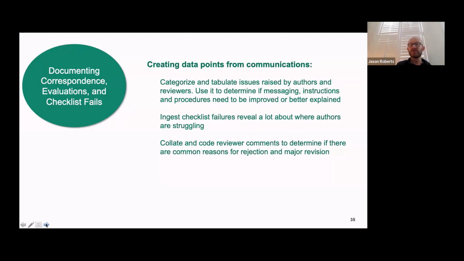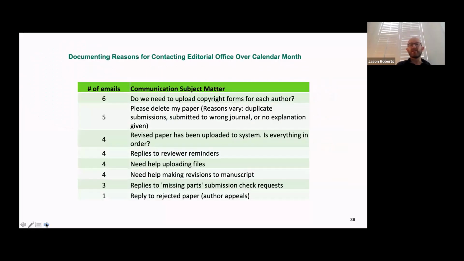So collate and code your data, and you can do that with reviewer comments as well. That's more sophisticated maybe, and you might need to get subject experts in. I did this a few years ago actually with a couple of subject experts, where we looked at the main reasons for rejection. We went through reviewer comments and just coded what the problems were. So I'm going to show you an example of that in a minute.